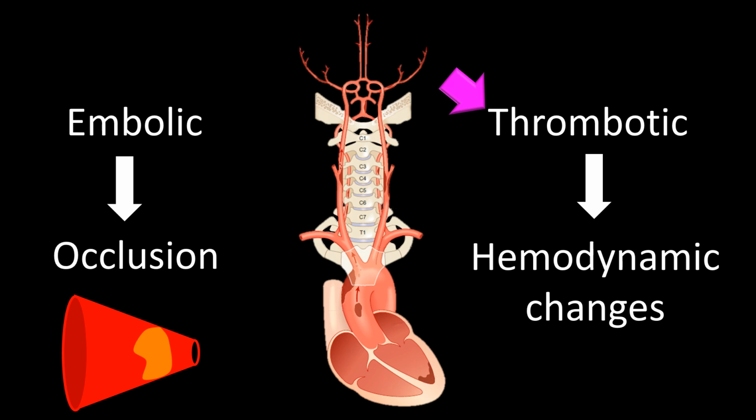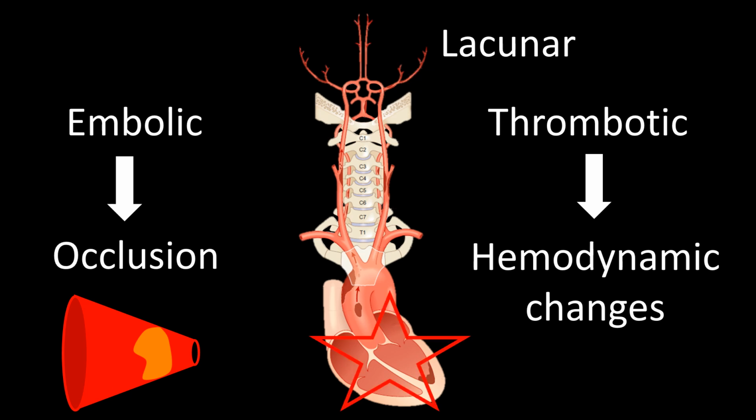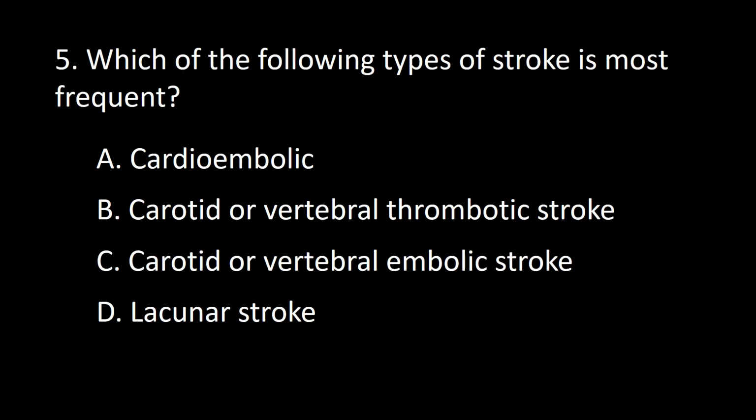Strokes can also be due to thrombus. Thrombus produces clinical manifestations due to hemodynamic changes. Thrombus may occur in the common or internal carotid, vertebral artery, basilar artery, large intracerebral arteries, and penetrating arteries. Infarcts involving the penetrating arteries are called lacunar. But if from all the mechanisms and locations we have mentioned, we have to pick a single mechanism and location most frequently causing a stroke, we would have to choose cardioembolic strokes. So the answer to this question is A.